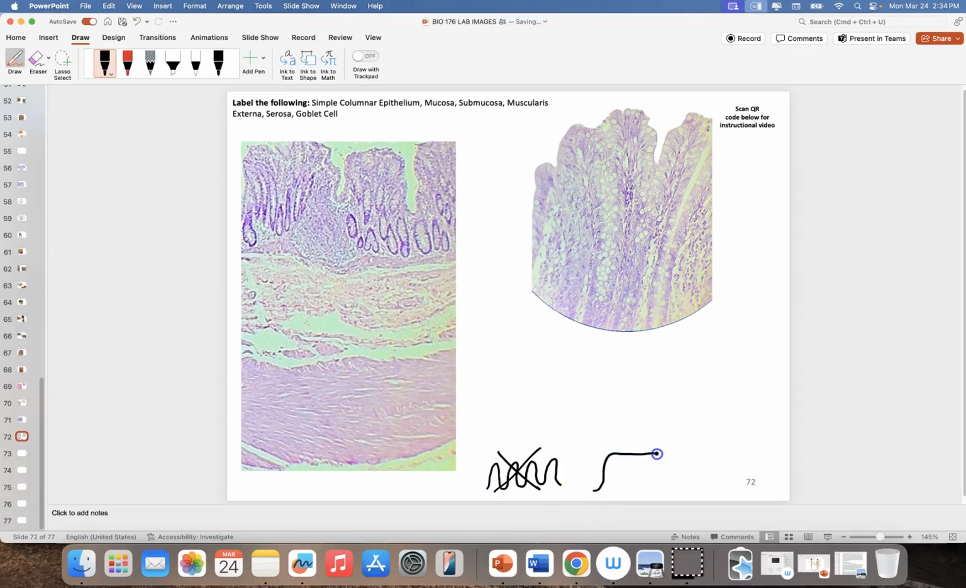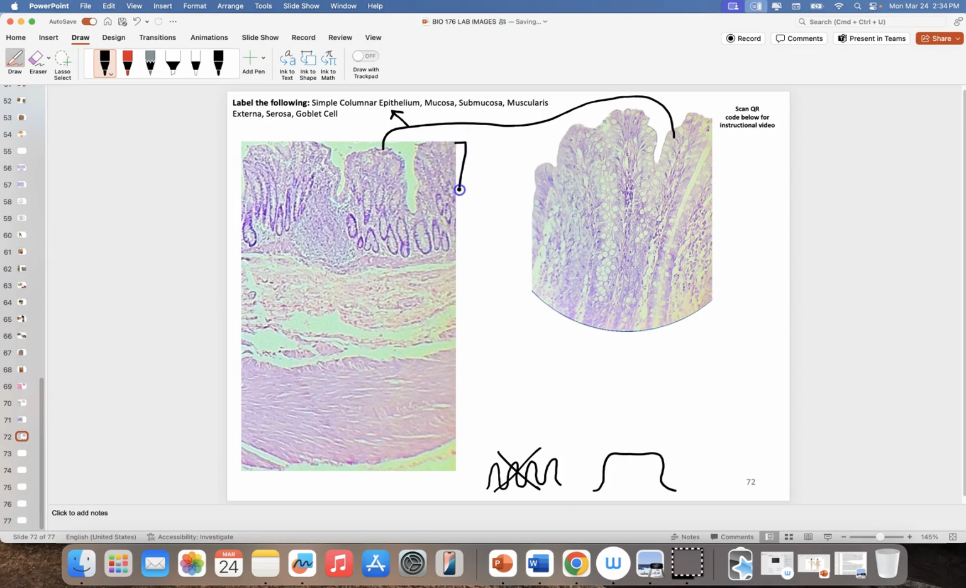The mucosa is relatively flat. We can kind of see that here. It's relatively flat as it goes across. And that's one way we can tell, because the epithelium in each of these is going to be that simple columnar epithelium, and we can see that here. We can see that epithelial tissue, and that's also going to be the tissue that faces this apical space or free surface. That's going to be our simple columnar epithelium.